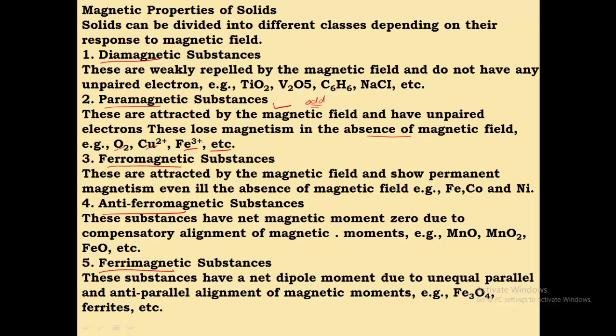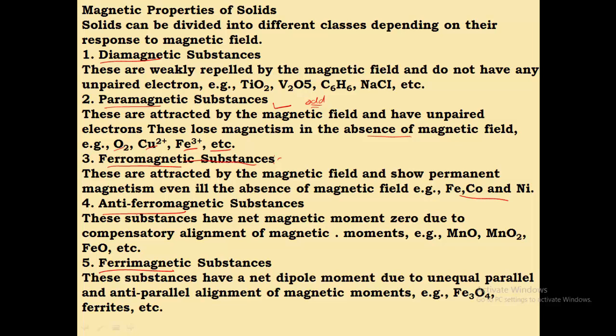Then the third one, ferromagnetic substances. These are the substances which are strongly attracted by a magnetic field and show permanent magnetism even in the absence of the magnetic field. So if you remove the magnetic field, they still behave as magnets. They are strongly attracted by the magnetic field, and examples are Fe, Co and Ni. Okay.